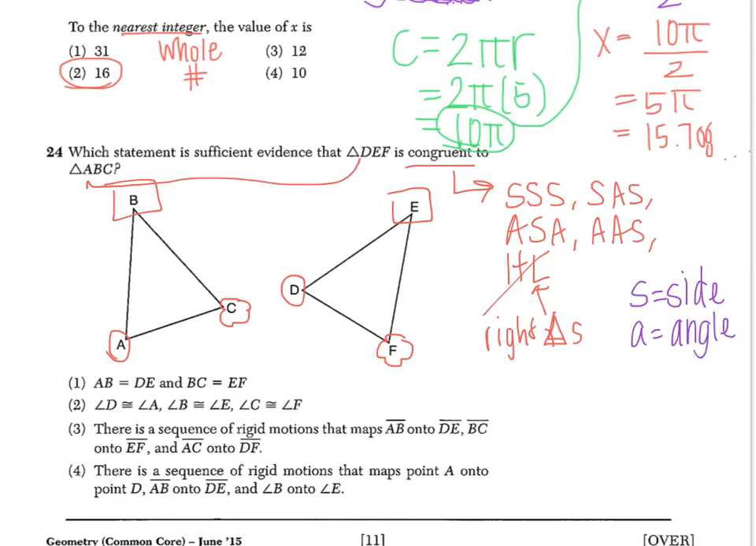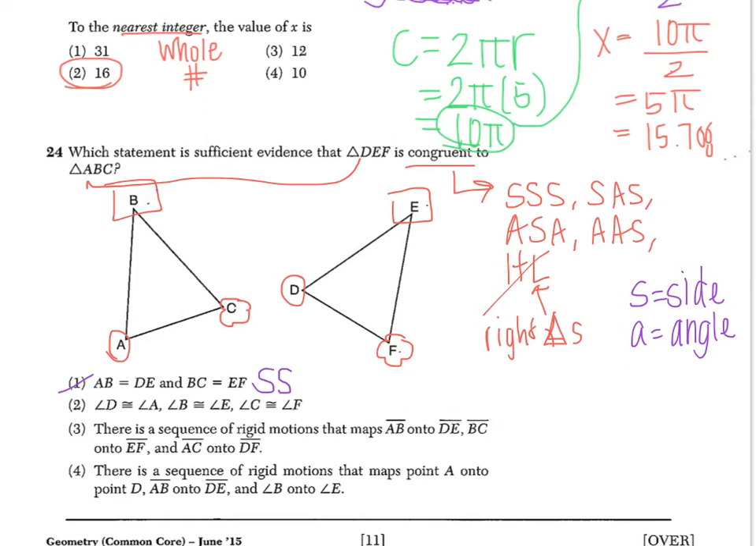So here they say that AB is equal to DE. Sure, that's a true statement, so that's a side. And BC is equal to EF. BC is marked with a square, and EF is again marked with a square, so that's another set of sides. But SS is not enough to prove triangles congruent, so I'm going to cancel that as a choice.